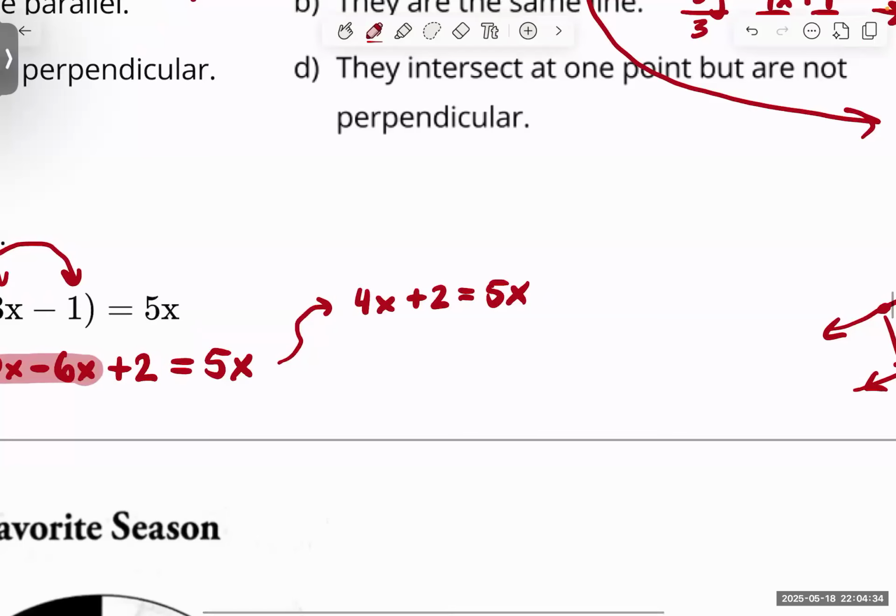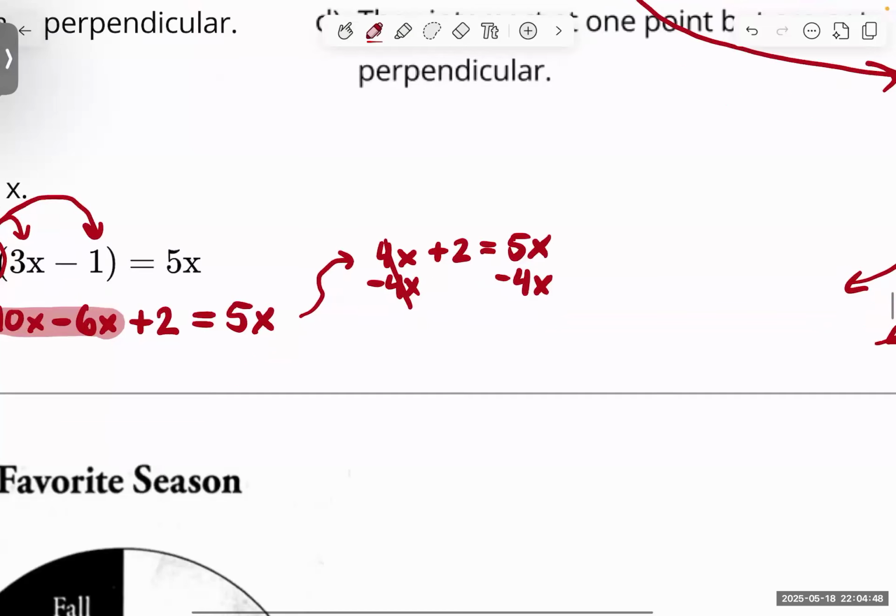Now, from here, I have x's on both sides, but I want to get it by itself. Well, I can just go ahead and take this 4x and subtract it away to the other side. Minus 4x, minus 4x. So I have x equals, because 5 minus 4 is 1, which is our goal. We want 1x. x equals 2. That's the answer.